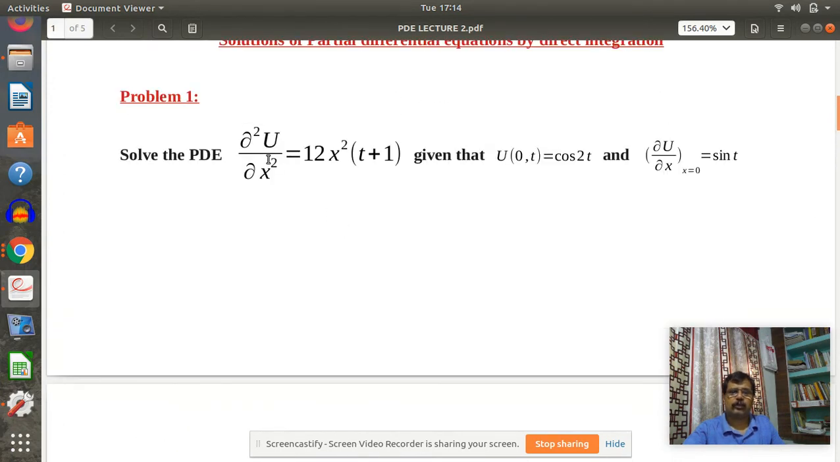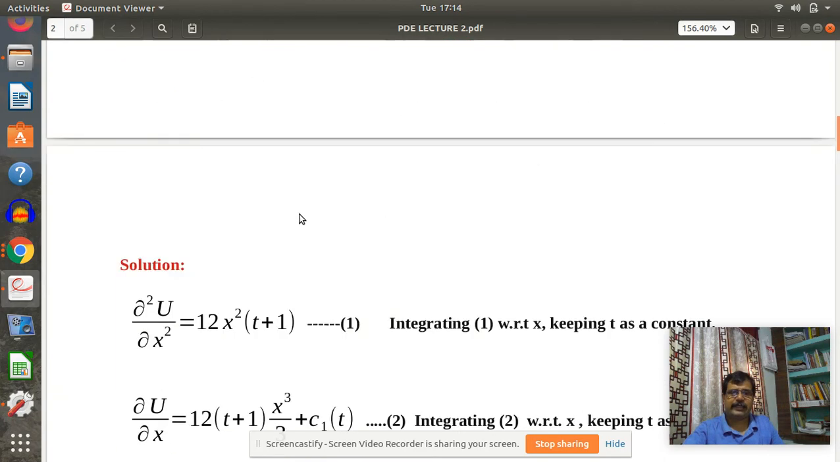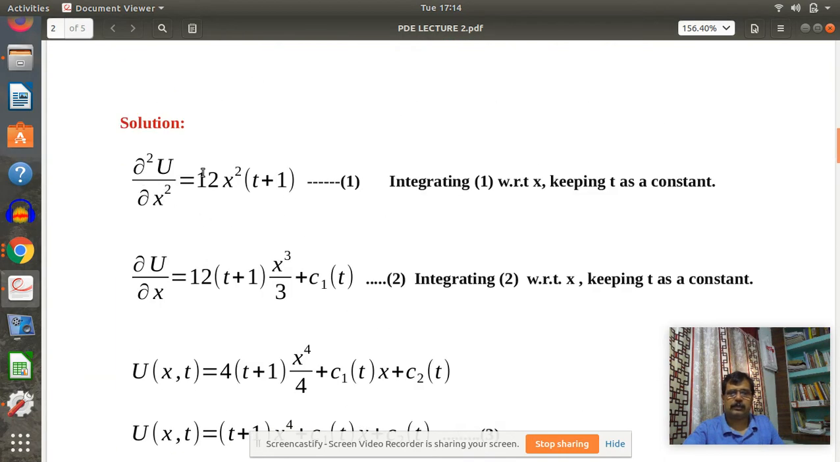Look at this partial differential equation: ∂²u/∂x² = 12x²(t + 1). Here u is a function of x and t. So we integrate this given partial differential equation with respect to x, keeping t as a constant. Integrating ∂²u/∂x² with respect to x, keeping t as a constant.